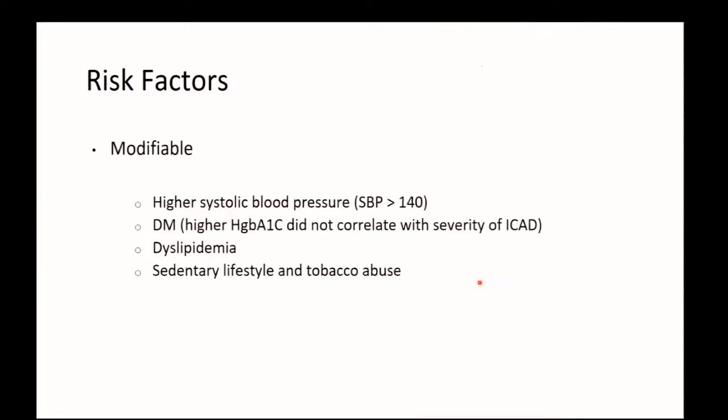So let's go to the modifiable risk factors. Higher systolic blood pressure, and stroke trialists like to use high systolic blood pressure as a surrogate for hypertension, but you can go with hypertension as well. Diabetes, but higher A1C does not correlate with the severity of the ICAD. Imagine, it's a very complex interplay. Dyslipidemia, total cholesterol and LDL correlate with ICAD, and sedentary lifestyle, tobacco abuse. I think there are no surprises here.